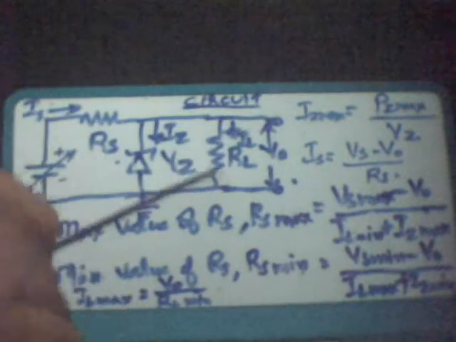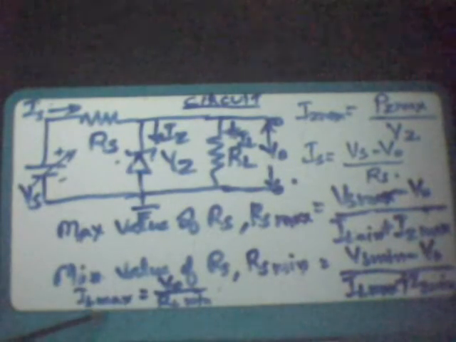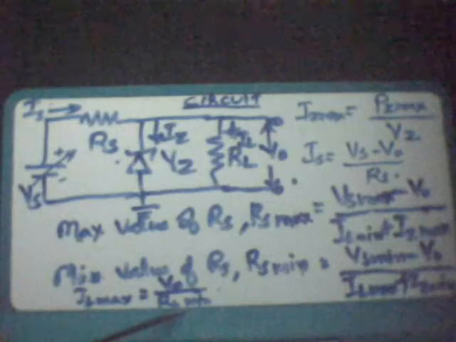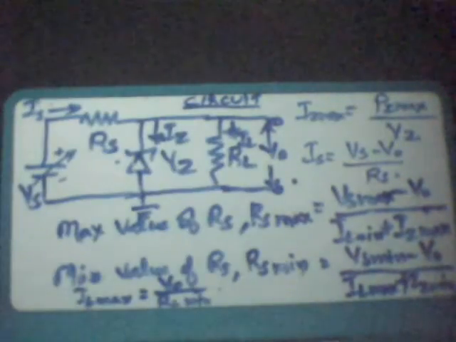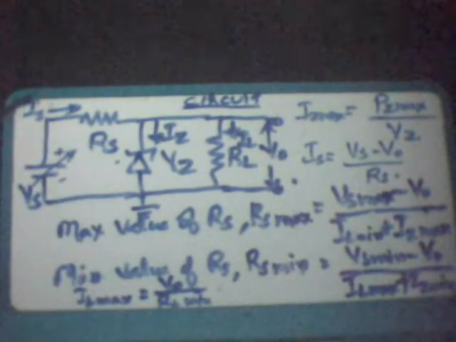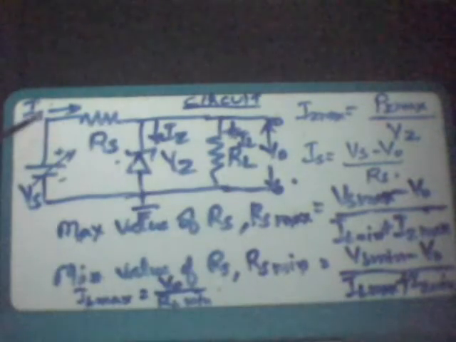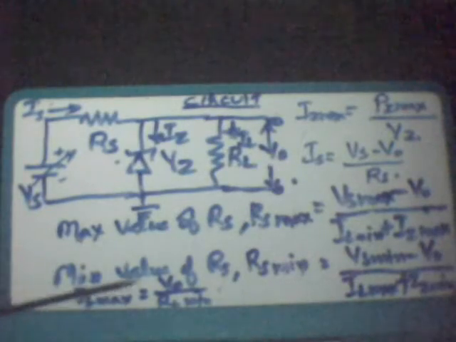You can see that the maximum value of load current happens when the load resistance has a minimum value. So IL max is equal to V0 by RL minimum, and the maximum value of the current flowing through the Zener diode is equal to Pz max by Vz, where Pz max is the power dissipated across the Zener diode. The current Is is given by (Vs minus V0) by Rs, where Vs minus V0 is the potential difference across Rs. The maximum and minimum values of Rs can be found out as per the equations.